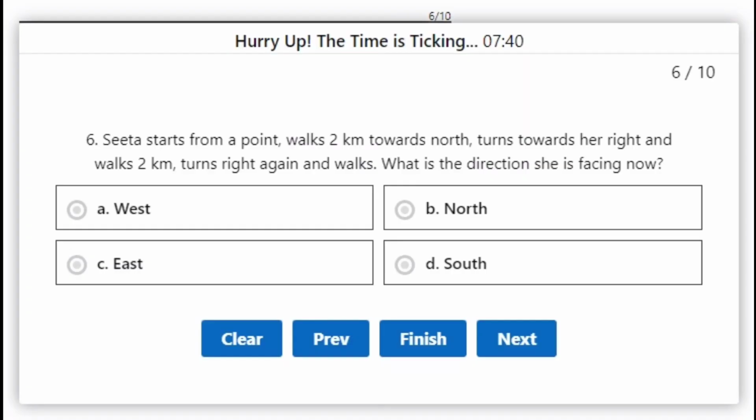Our next question, question number 6, is Sita starts from a point, walks 2 km towards north, turns towards her right and walks 2 km, turns right again and walks. What is the direction she is facing now? And the options are A west, B north, C east and D south.